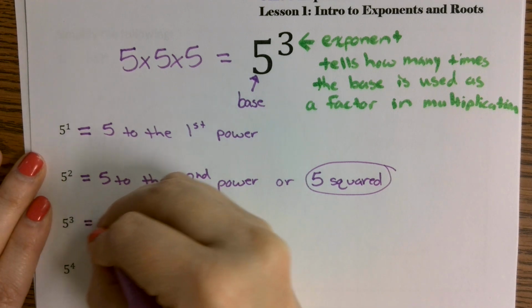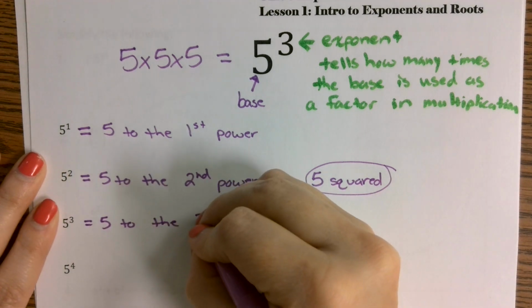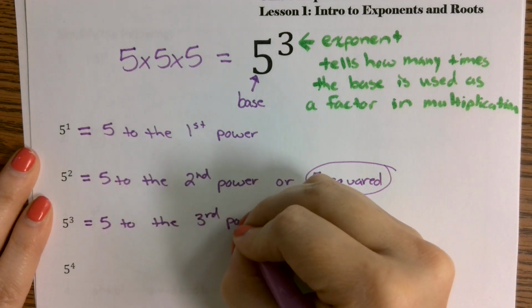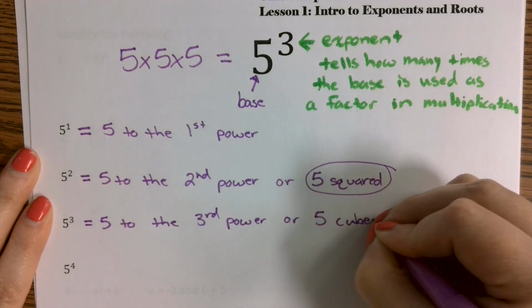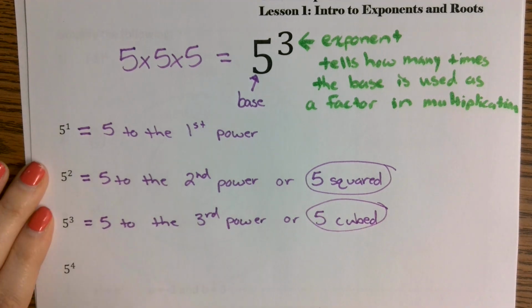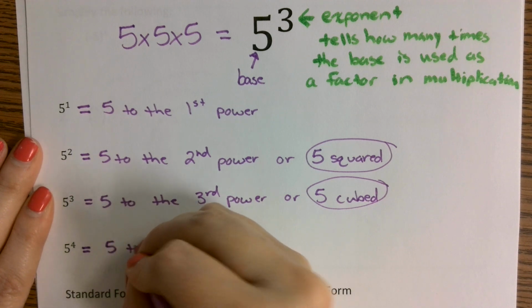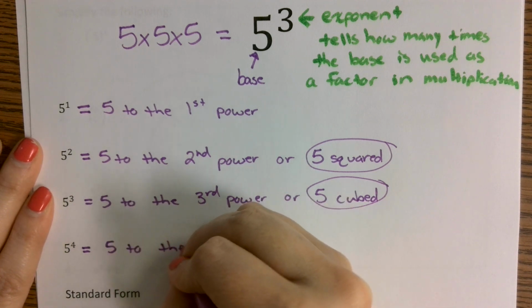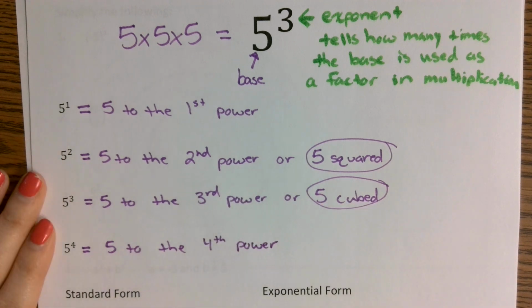5 to the third also has a unique one. What is that called? 5 cubed. Okay, so 5 to the third power would be known as 5 cubed. And that's the only two that have their unique little phrases. Once we get on, it just continues to be blank power. So the 4th power, the 5th power, the 6th power, and so on and so forth.